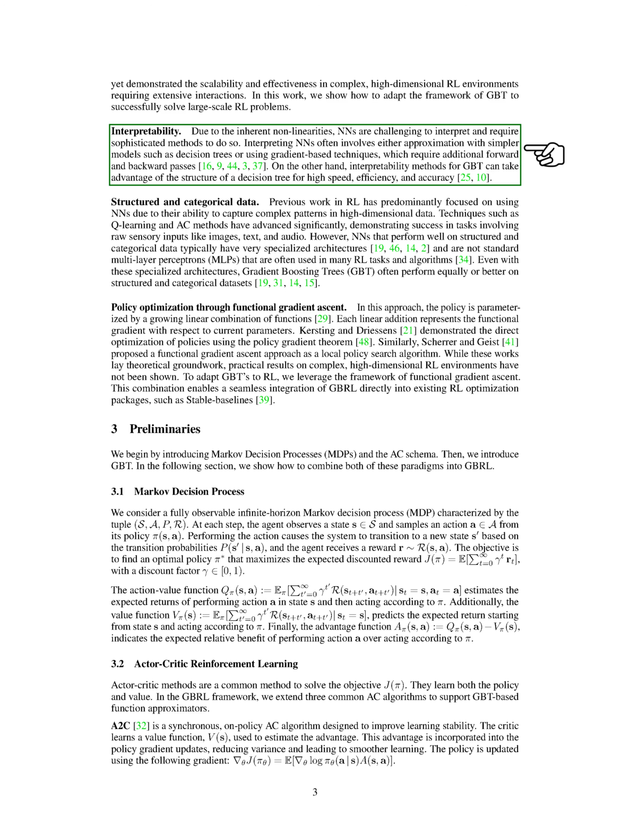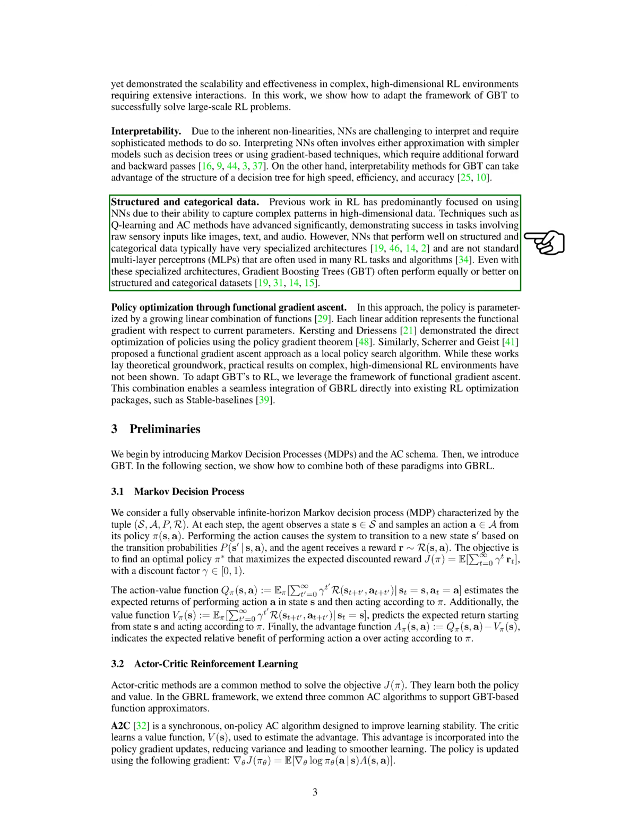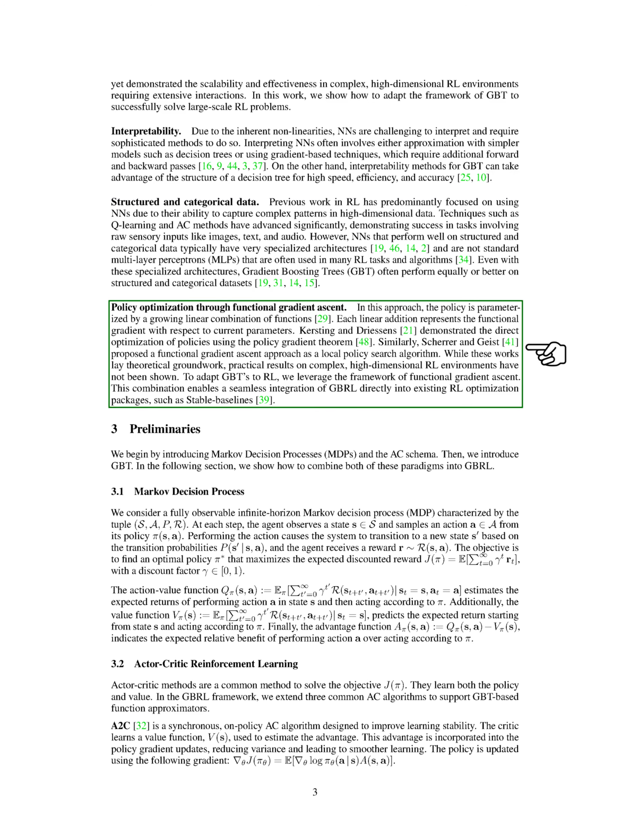Interpreting NNs can be complex due to their nonlinear nature, requiring sophisticated methods. In contrast, GBT's decision tree structure allows for faster and more accurate interpretability methods. While NNs excel in capturing complex patterns in high-dimensional data, GBT often perform equally well or better on structured and categorical datasets. We also leverage the framework of functional gradient ascent to adapt GBT to RL, enabling seamless integration of GBRL into existing RL optimization packages.